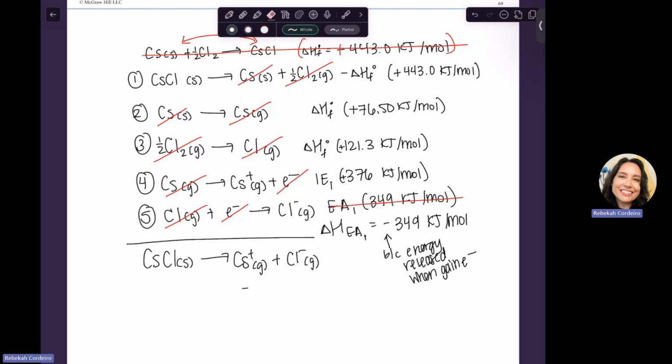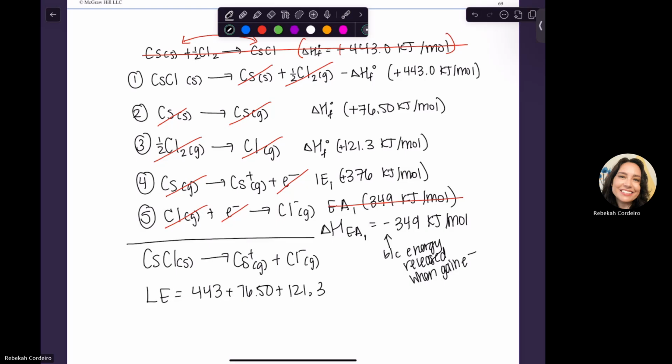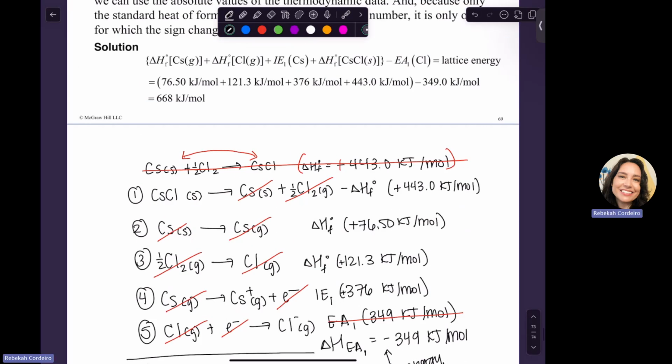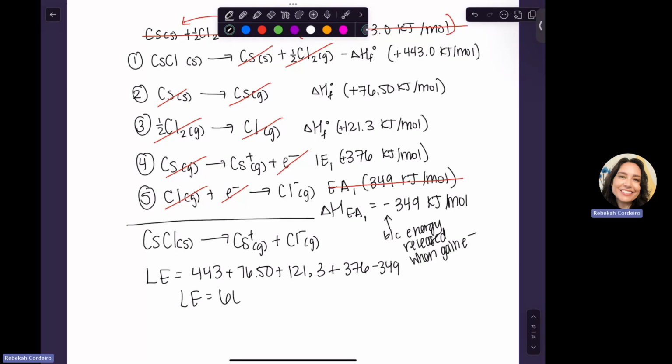Just like Hess's law. So 443 plus 76.50 plus 121.3 plus 376 and then minus 349. And if we add all of that up, we should get 668 kilojoules per mole.